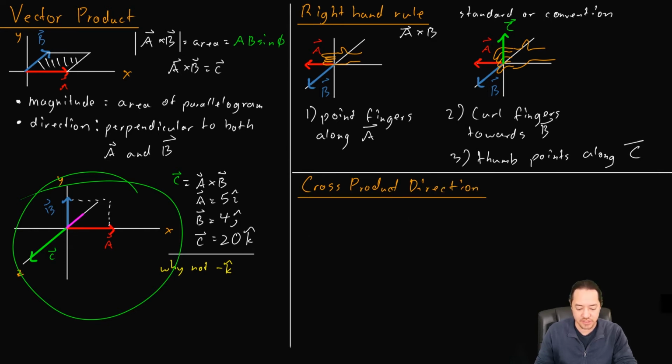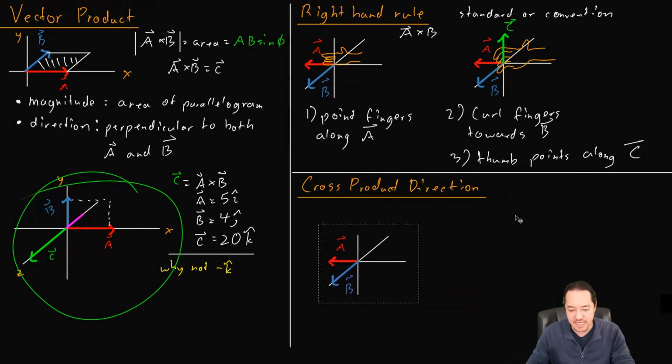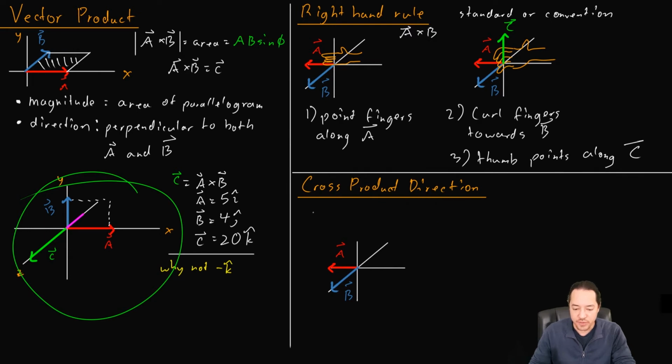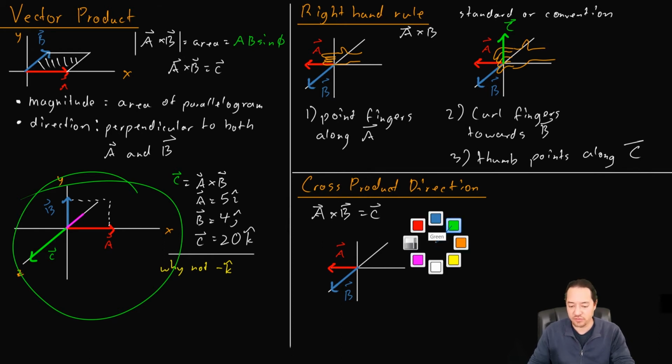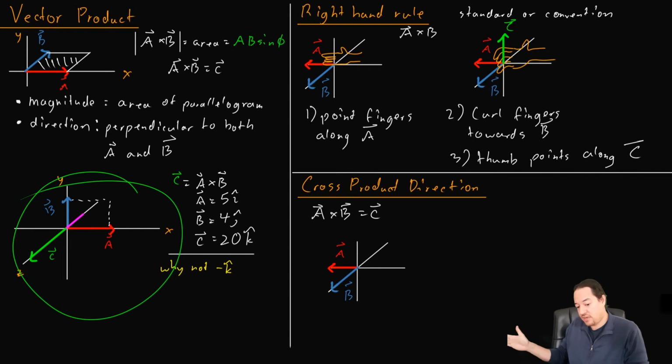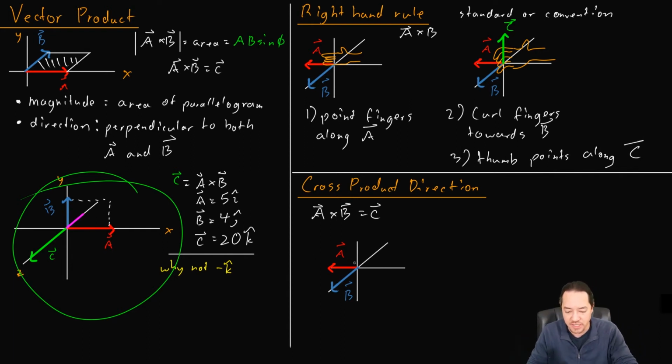Okay, let's take a look at this cross product direction one more time. Let me bring down these axes just like this. Here's the idea. If we have A cross B equals C, then using the right-hand rule, A cross B is C, so C is going to be pointing up. We see that. That's what we just did.